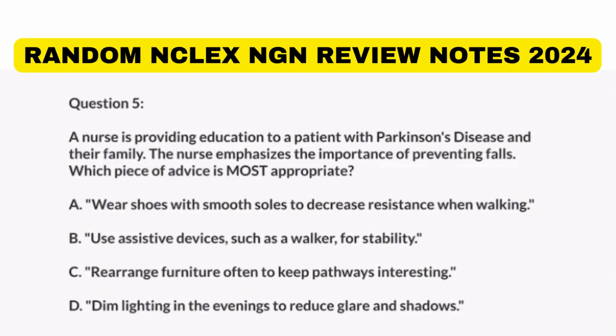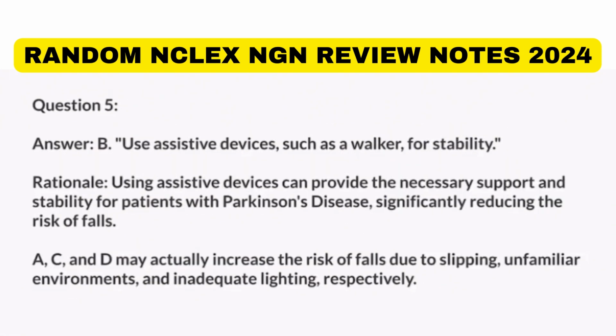C. Rearrange furniture often to keep pathways interesting. D. Dim lighting in the evenings to reduce glare and shadows. Answer B. Use assistive devices, such as a walker, for stability.